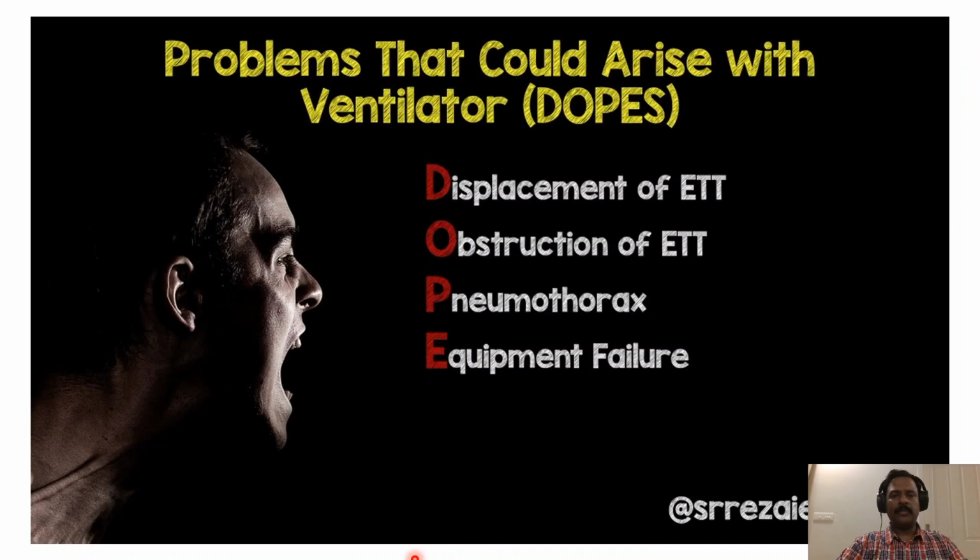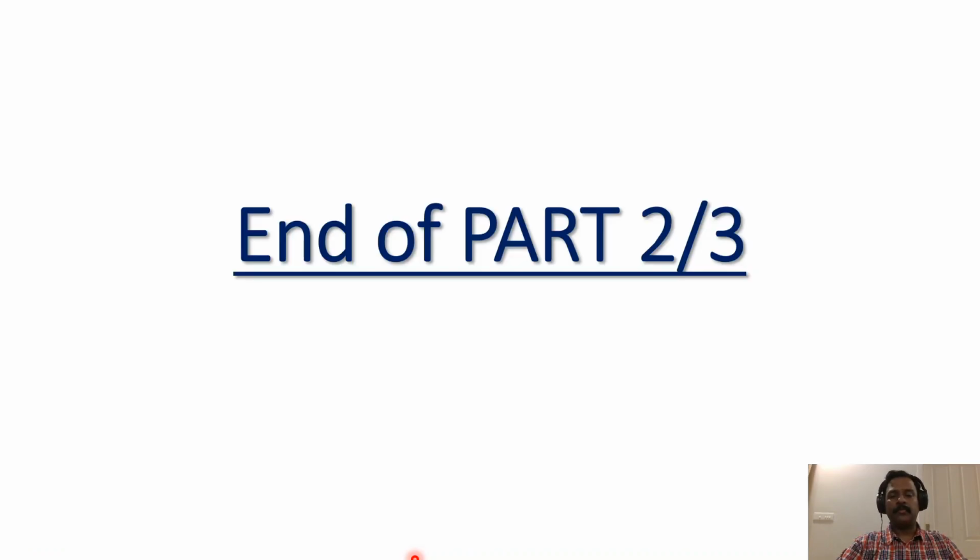So you have to remember mainly four things at least. If an alarm is there on the ventilator, or the patient is crashing on the ventilator, think of displacement of the endotracheal tube, think of obstruction of the endotracheal tube. It can be an equipment failure, or maybe it can be a case of pneumothorax.